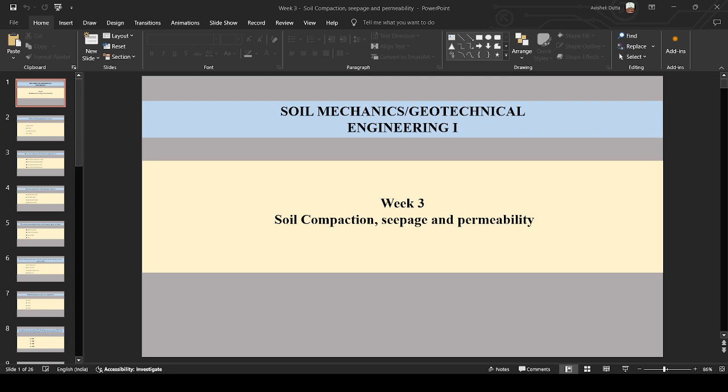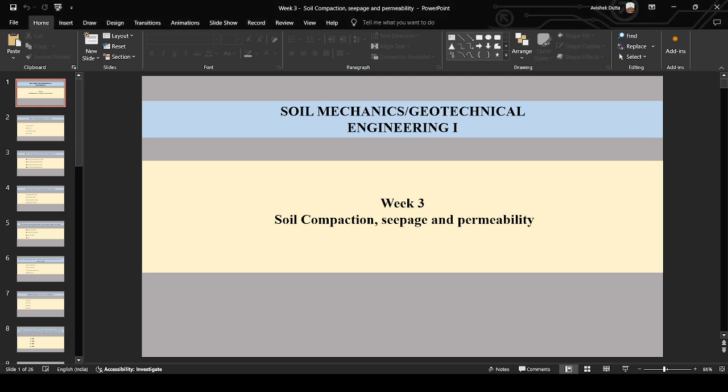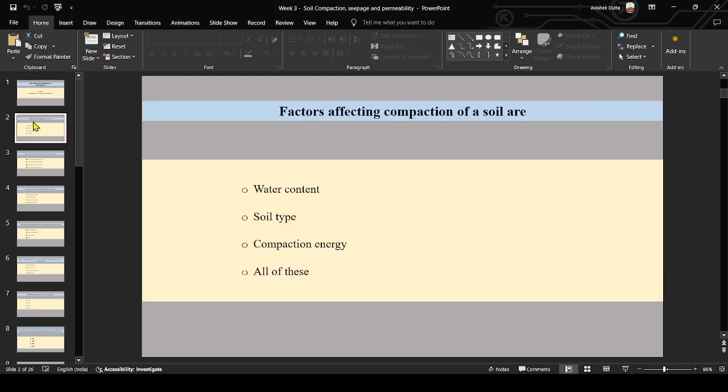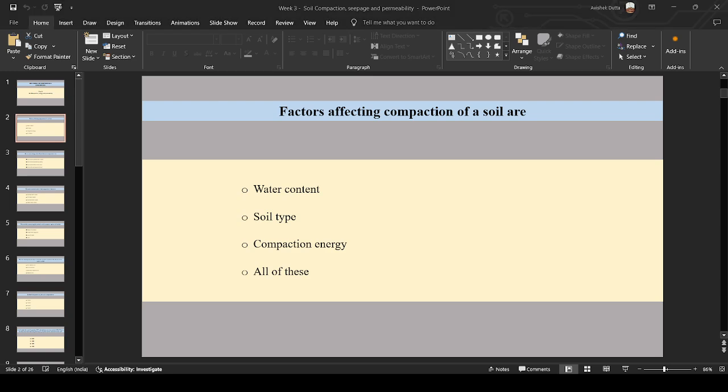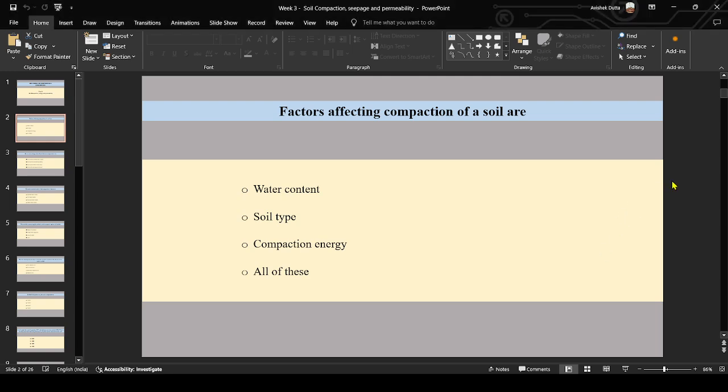So the first question is: factors affecting compaction of a soil are. This is an MCQ, a multiple choice question. There is only one answer. The options are water content, soil type, compaction energy, or all of these.